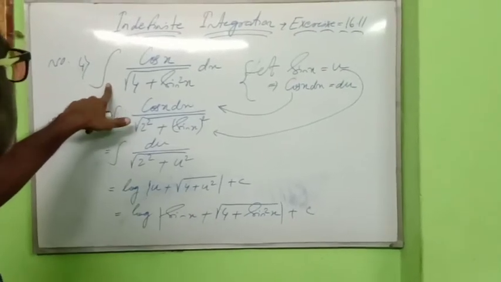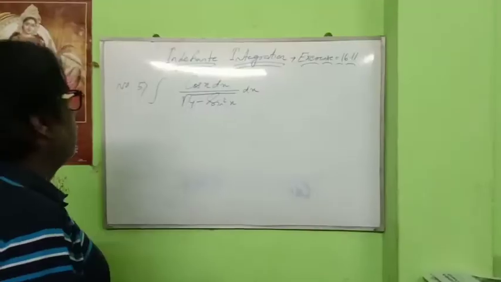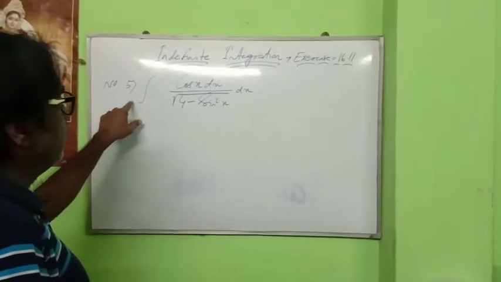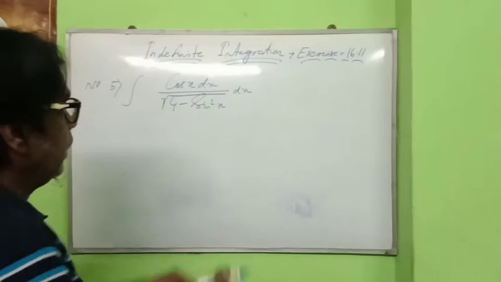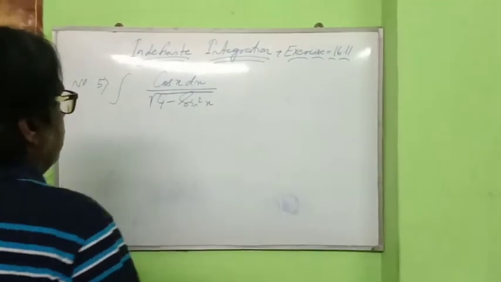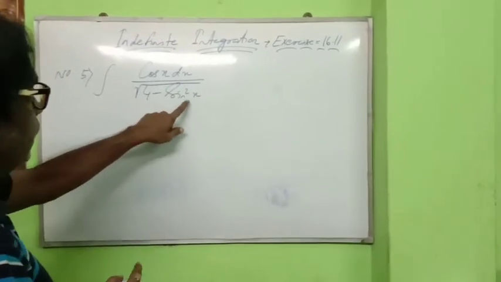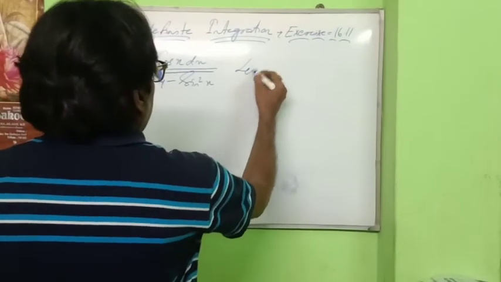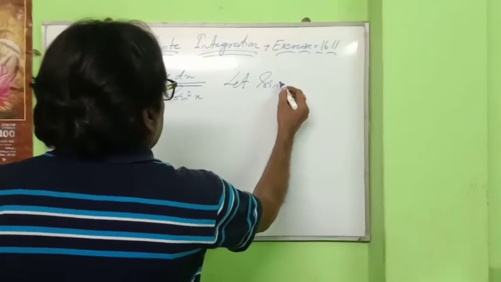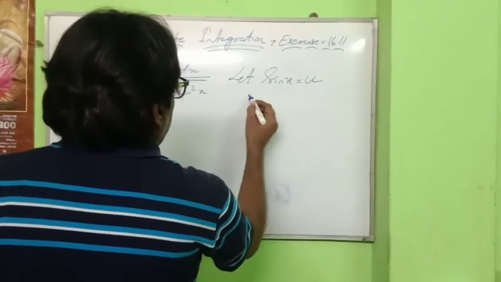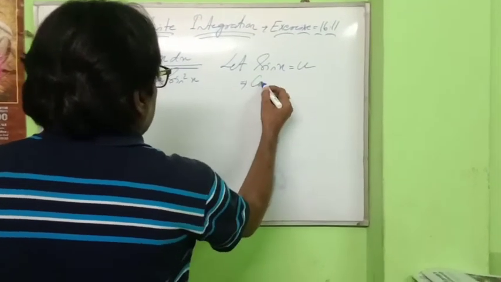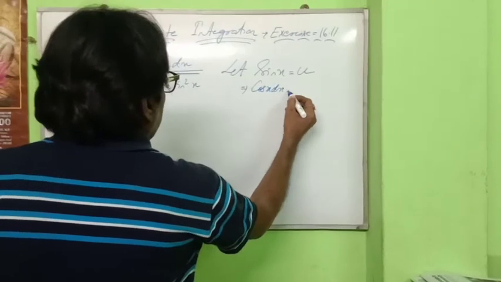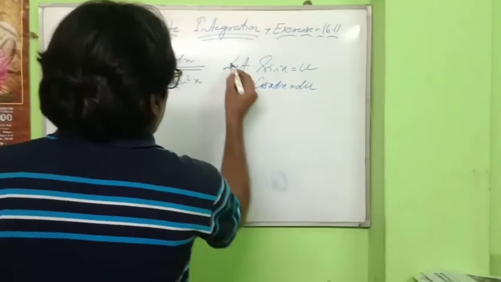I am going to number 5. Just see the question number 5. It is given cos x dx by root over 4 minus sin square x. So let sin x equal to u. What is the derivative of sin x? That is cos x dx equal to du.